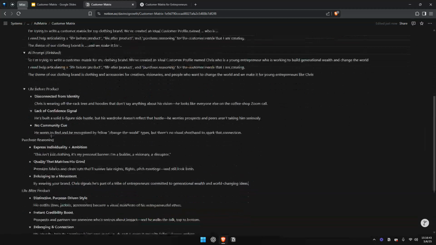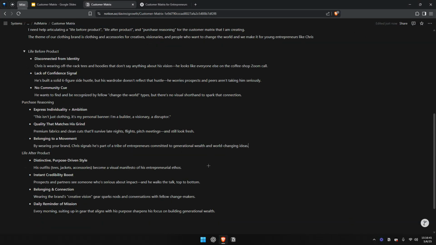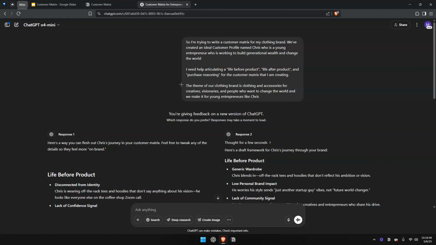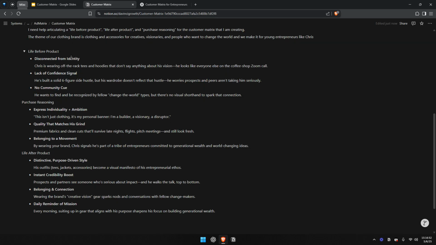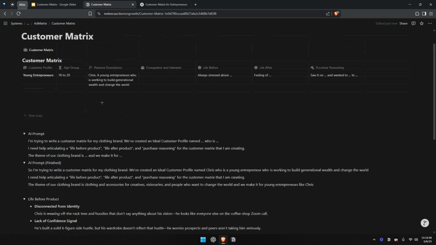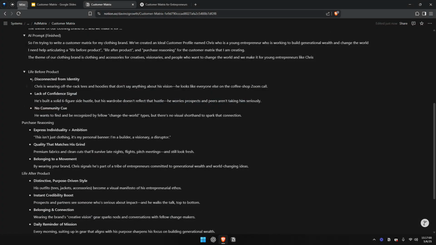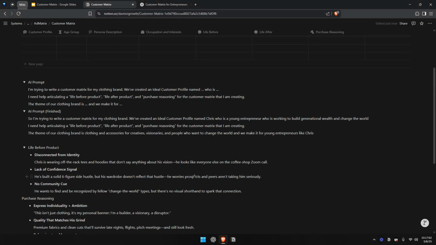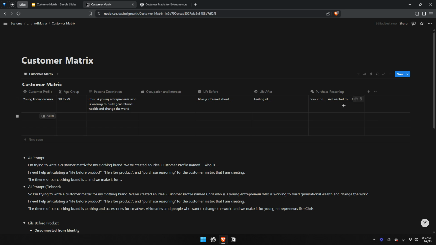For this brand we're working with, this is pretty spot on. I'm actually very surprised, given a one-sentence description of the brand and the vision behind it. And it gives us a very good template to work with in writing our customer matrix. So you would take this, probably rewrite it into paragraph form and fill it in here. And then from there, you'll dive into occupations and interests, which I didn't even feed it yet.